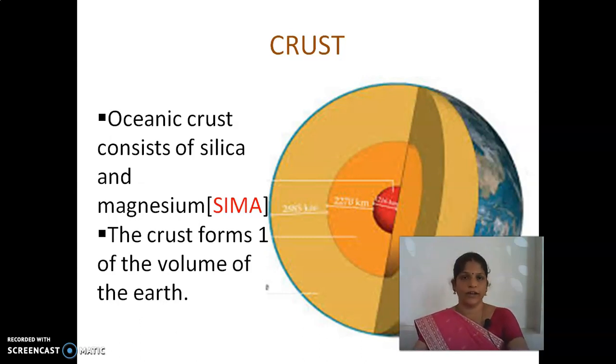Have you understood, children? What are the three important interior parts of the earth? Crust, mantle, core. The first layer is crust. Crust is the thinnest layer. Shall we go to the next?